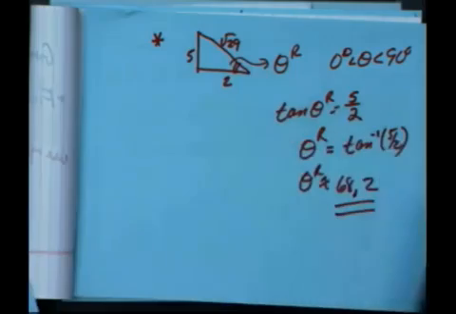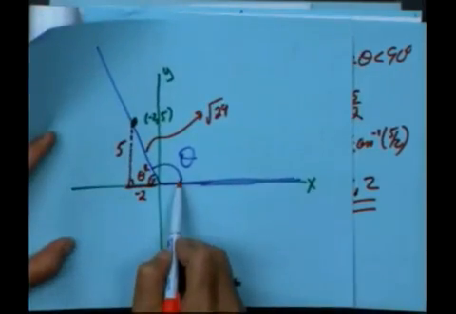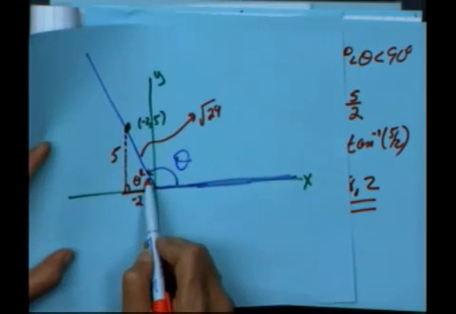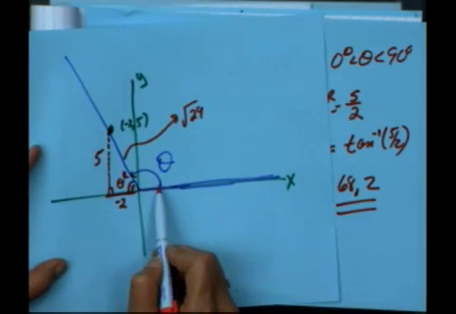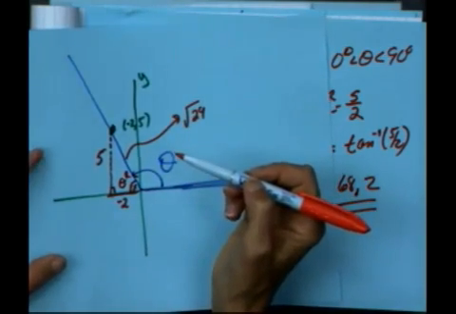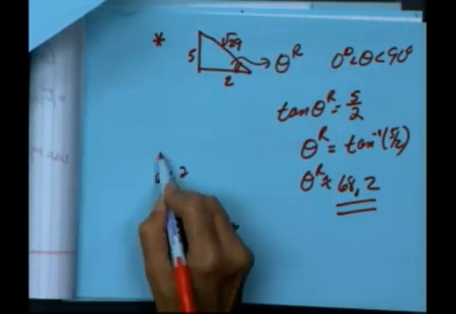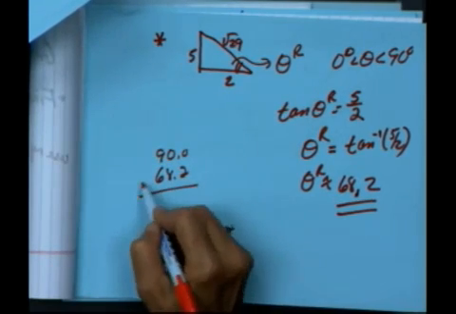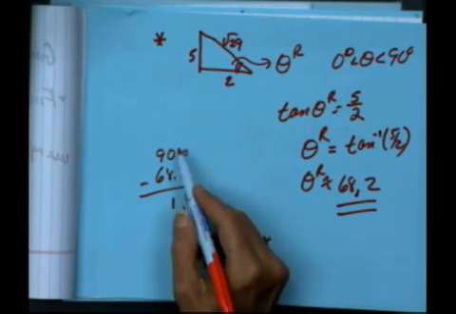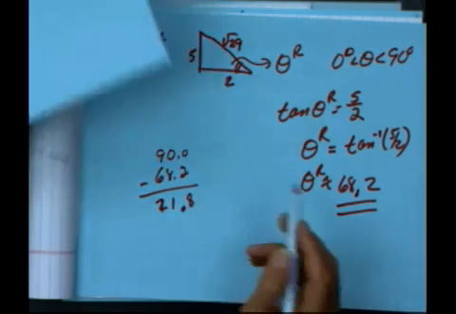Okay, but that wasn't the question. The question was, well, what is the measure of this big angle theta? And if you know this little angle right here is 68.2, what are you going to do? Minus by 90. 68.2 from 90. Don't write this down. 8, 1 and 8 is 9, 6, 2, 21.8.